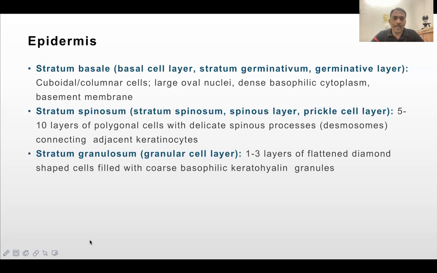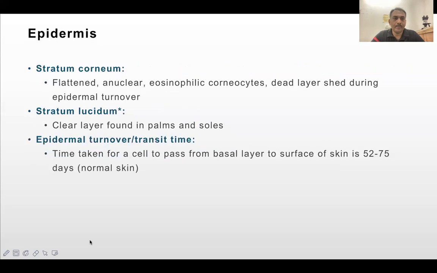The third layer from below upwards is the stratum granulosum, which is 1 to 3 layers of flattened diamond-shaped cells filled with coarse basophilic keratohyaline granules. These keratohyaline granules first appear in this stratum granulosum, and hence the name, the granular layer. The topmost layer is the stratum corneum, which is a flattened, multi-layered zone of anuclear eosinophilic corneocytes, the dead layer shed during the epidermal turnover.